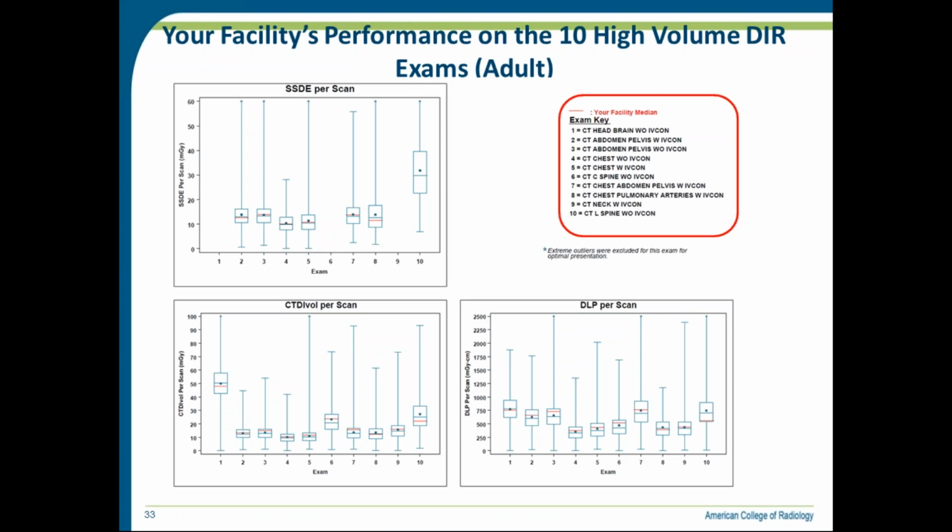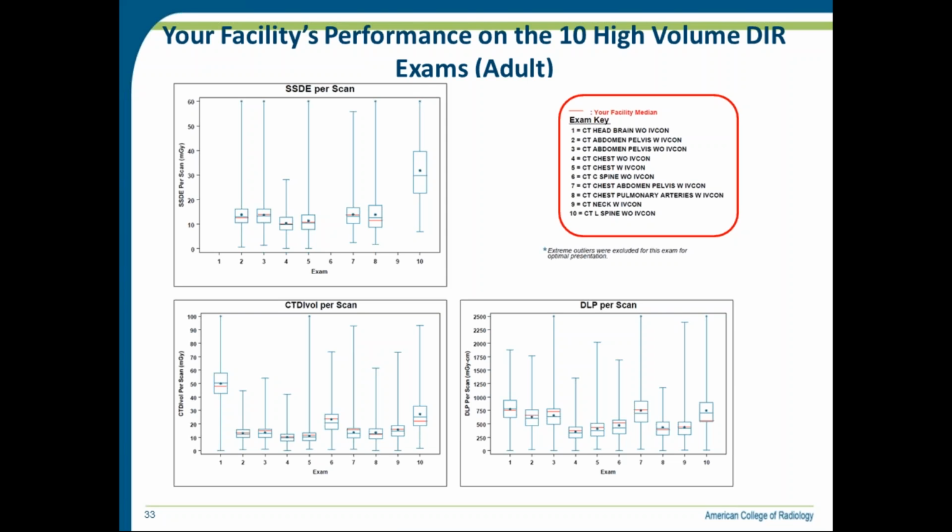For SSDE, you do not see any box plot for number 1, number 6, and 9. And from here we can see number 1 is CT head brain without IV contrast. Number 6 is CT C-spine, and number 9 is CT neck. All of these are not body exams. SSDE is calculated only for body exams. That's why those box plots are not there.